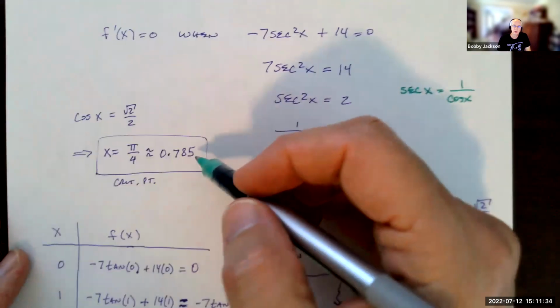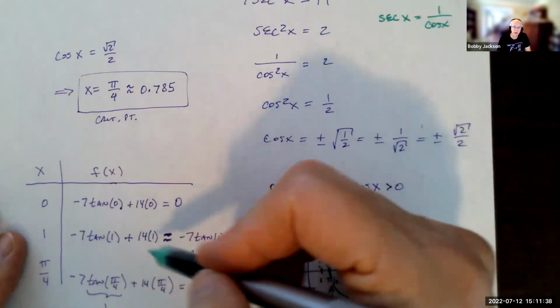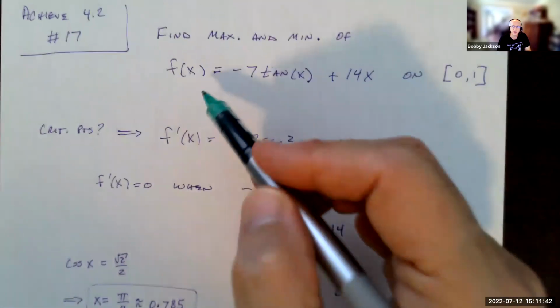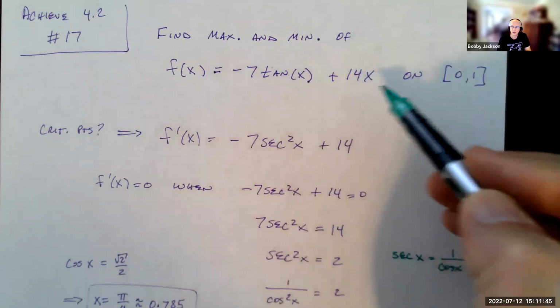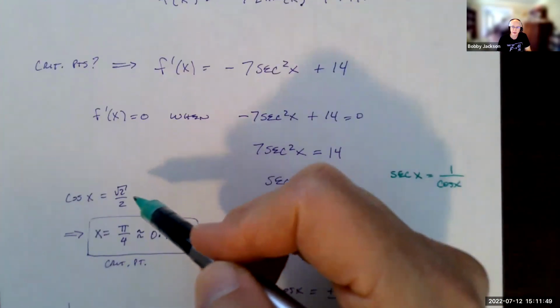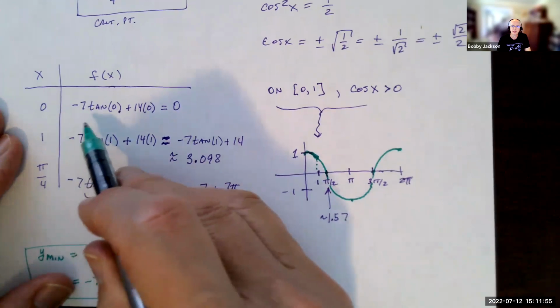Okay, so there's our critical point. We have our endpoints. Now we go back to the original function, not the derivative. Make sure you go back to the original function, not the derivative, back to the original function, and plug in the value of the endpoints and this critical point. So plugging it into this original function gives us this, okay?